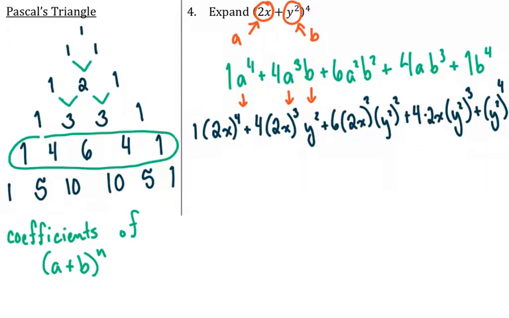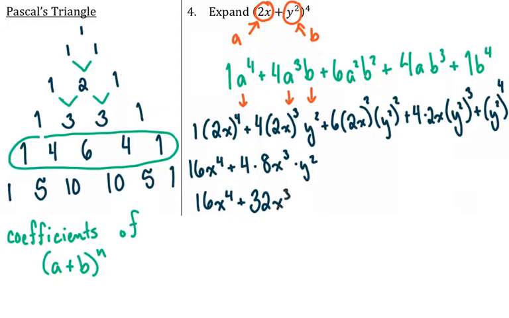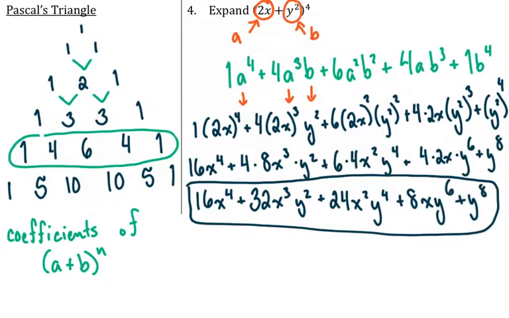So the first one, we've got 2x to the 4th, so 16x to the 4th. Here it comes 4 times 8x cubed y squared, so 16x to the 4th plus 32x cubed y squared. And I'm going to do the rest of them. You can follow along, try on your own, and check your answers. All right, so Pascal's triangle helps us do this full expansion without as much distribution. And we can go through it relatively quickly.